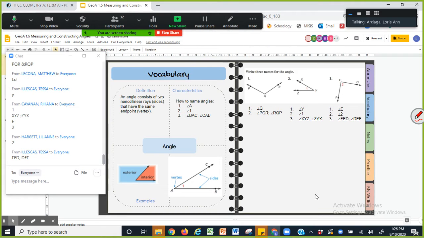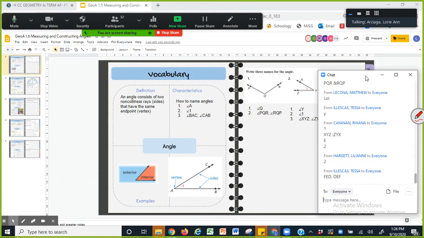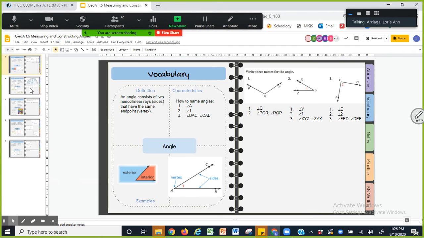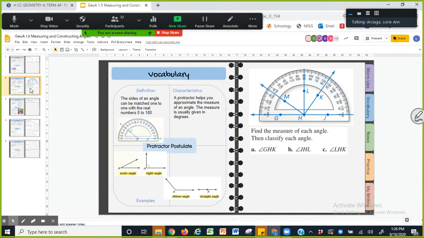Are there any questions on how to name angles? So remember, classifying and naming are two different things. Well, at least in geometry. So right now we just learned how to name them. Now in the next slide, okay, this is where you're gonna classify them.